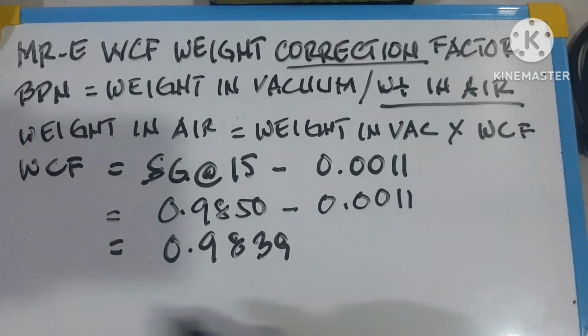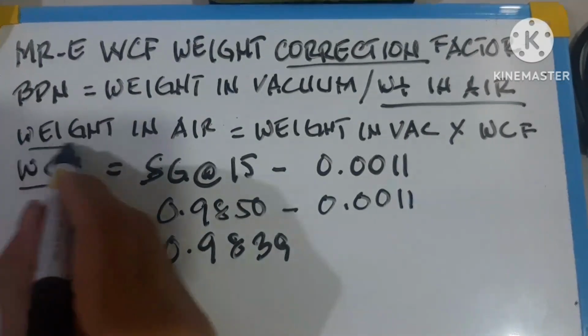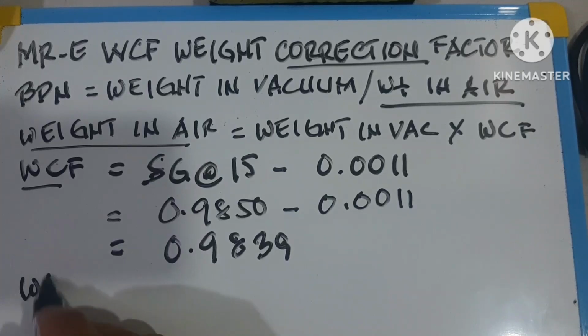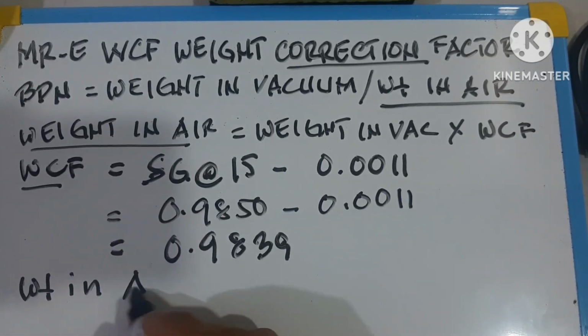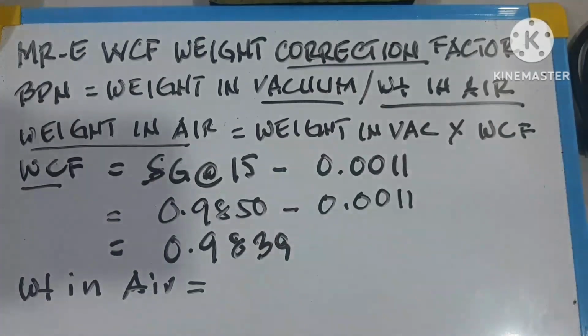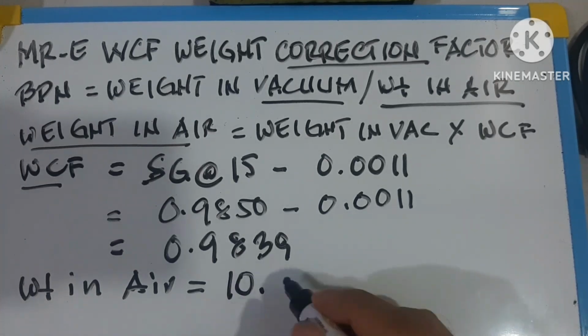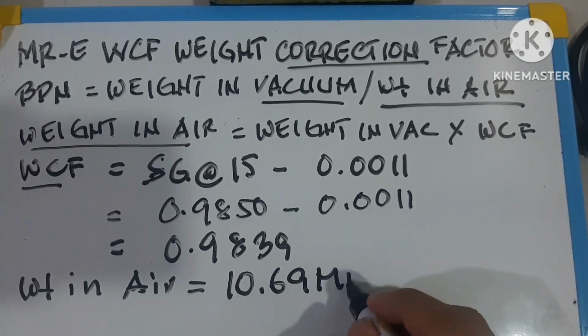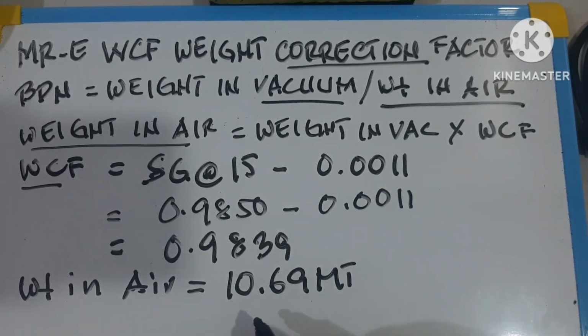So now we have the weight correction factor. We can solve now for the weight in air. So the weight in air is now equivalent to your weight in vacuum. So what is our weight in vacuum? Just for example, let's say 10.69 metric ton. Sir, how was it obtained? How do we solve for the weight in vacuum? We have another video to solve the weight in vacuum. So just please go back and look for that video that will explain how to get the weight in vacuum.